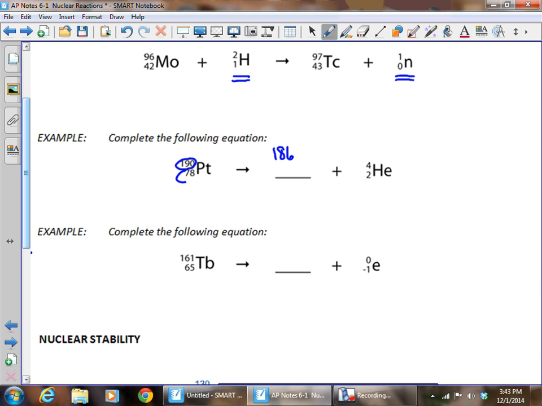And since there's 78 on the left-hand side, and we've already got 2 accounted for from helium, looks like we're going to need 76 for our atomic number on the bottom. Now we simply look up on the periodic chart, and we see that number 76 is osmium. So osmium 186 is the daughter nuclide that we form during this process.